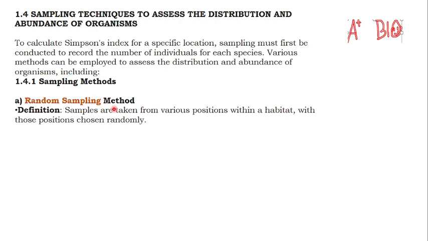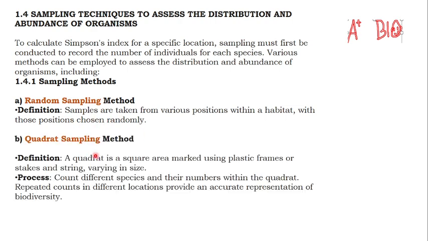Random sampling, when you say random, it is probability. It means there is no consideration. Once you fall here, you take a sample. So in the random sampling method, samples are taken from various portions of the habitat, with the positions chosen randomly. It means you will take random places.